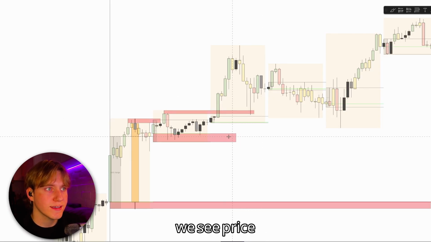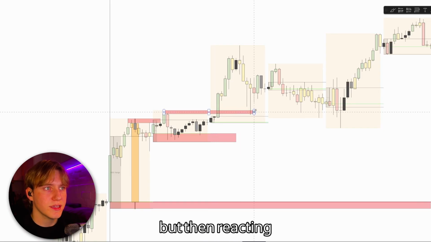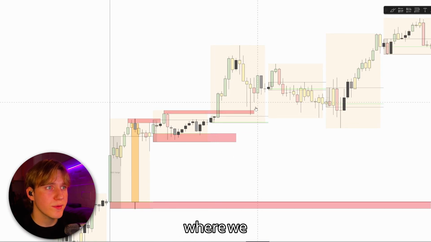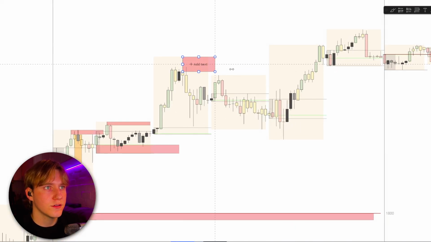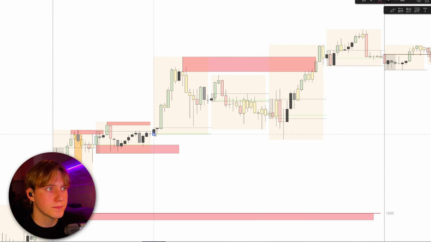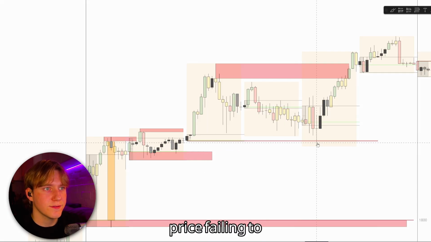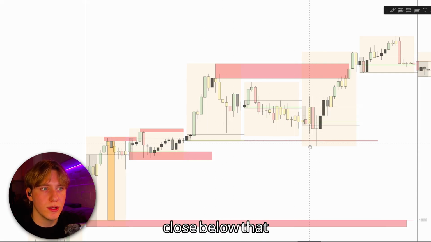So here we see price closing above, but then reacting back from that original previous profile edge where we continued higher on. And then if we continue that, draw out that next profile, we can see price failing to close below that previous profile and then traveling to the other side of that profile.